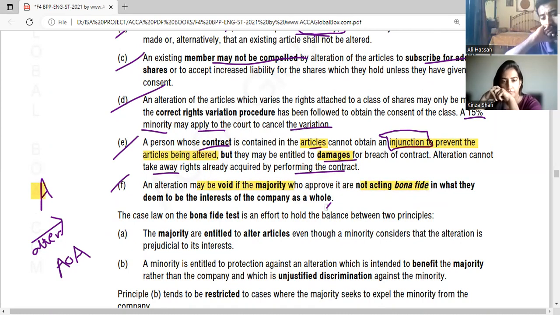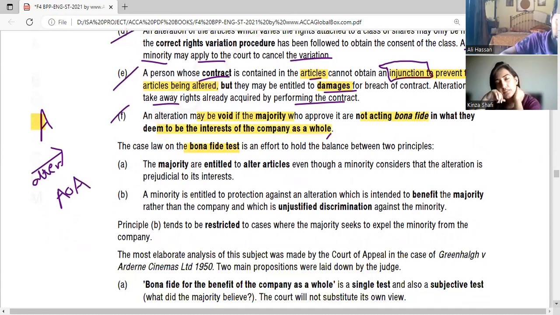बोनाफाइड का क्या मतलब है ना? द केस लॉ ऑन द बोनाफाइड टेस्ट। बोनाफाइड का मतलब है टू एक्ट इन द इंटरेस्ट ऑफ द कंपनी एज अ होल, to act in the interest of the company as a whole, as a team, not as an individual. बिल्कुल बिल्कुल। तो पूरे कंपनी के लिए क्या बेहतर डिसीजन रहेगा वो सामने रखते हुए फैसला करना.